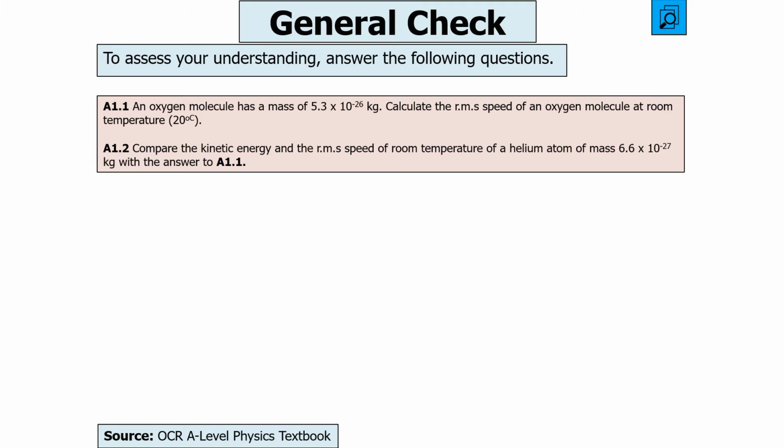The next question says, an oxygen molecule has a mass of 5.3 times 10 to the minus 26 kilograms. Calculate the RMS speed of an oxygen molecule at room temperature. Then compare the kinetic energy and RMS speed at room temperature of a helium atom of mass 6.6 times 10 to the minus 27 kilograms with the answer to the previous question. So pause the video now, then unpause the video when you want to go through your answer.